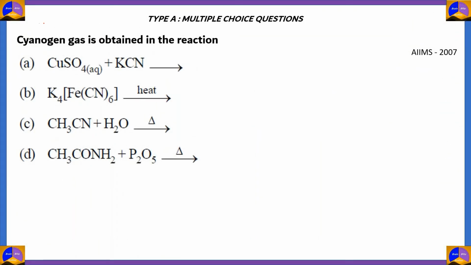Let's look at this question. Cyanogen gas is obtained in the reaction. Now, the formula for cyanogen is (CN)2. So this is the formula for cyanogen, and we need to find out in which reaction this occurs. Well, CH3CONH2, which is acetamide, plus P2O5, on heating gives you CH3CN plus H2P2O6. So option D is incorrect.